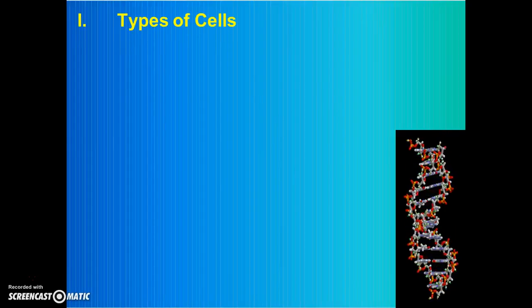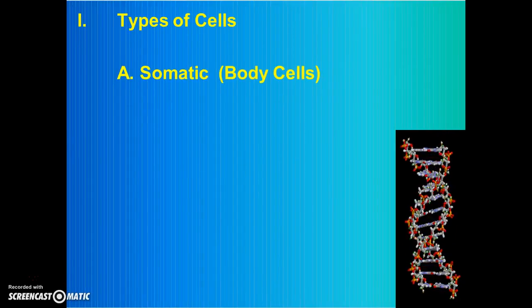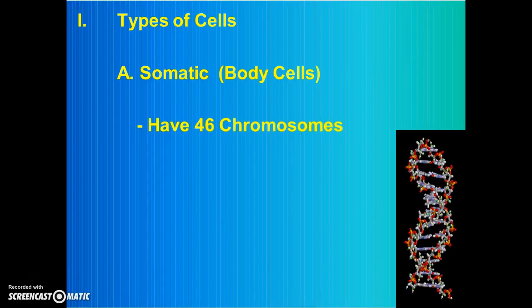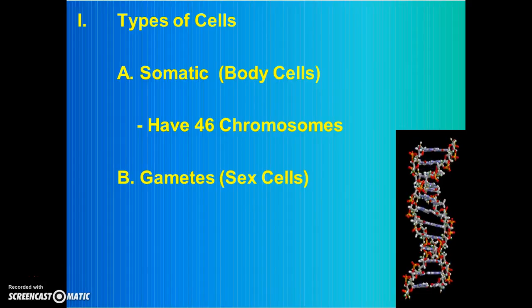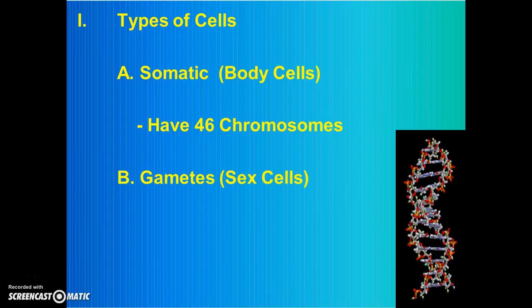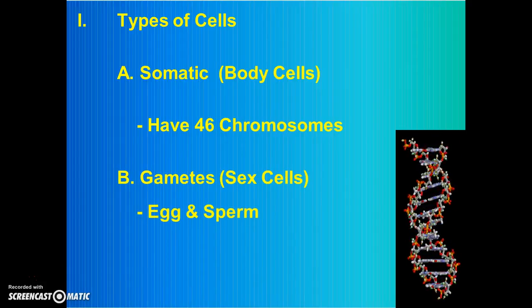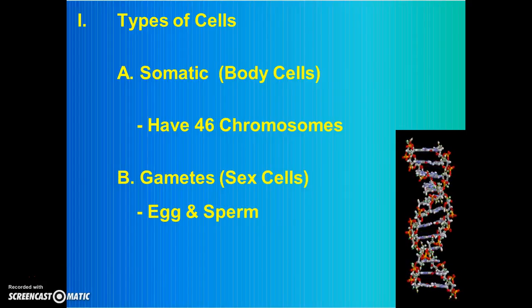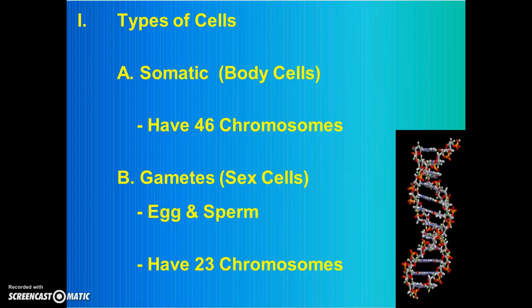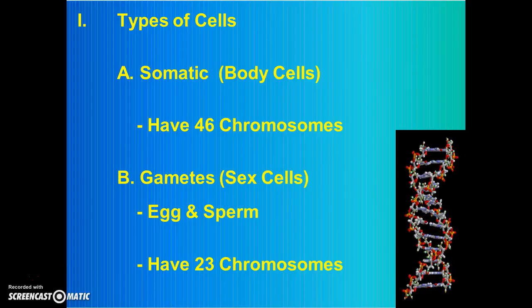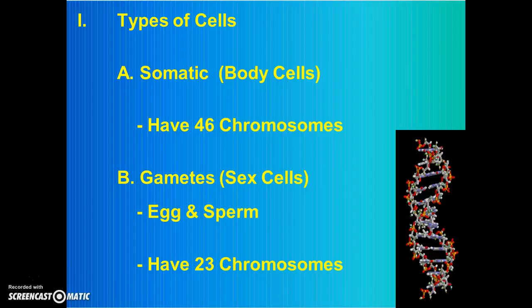So there are different types of cells. There's somatic cells, which are body cells, and they have 46 chromosomes. And there are gametes, which are sex cells. They are an egg or a sperm, and they're only composed of 23 chromosomes since they're supposed to come together and create the first somatic cell of your body.